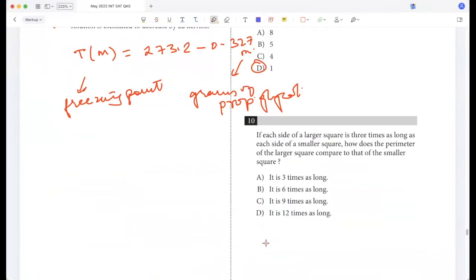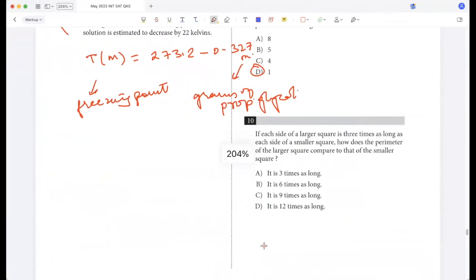If each side of a larger square is 3 times as long as each side of a smaller square, how does the perimeter of the large square compare to that of the smaller square? The large square's side is 3 times as big as the small square's. So 4L will be 3 times as big as 4S. So the perimeter of the large square will be 3 times as big as the perimeter of the small square.